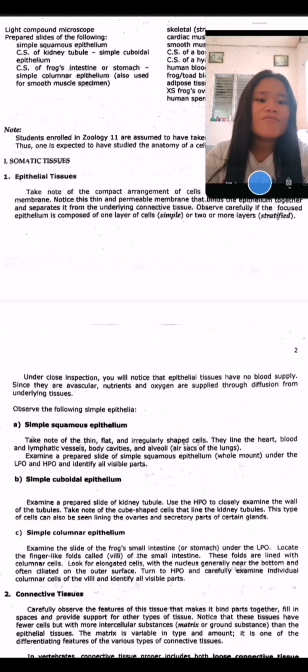Under close inspection, you will notice that epithelial tissues have no blood. Since they are avascular, nutrients and oxygen are supplied through diffusion from underlying tissues. Observe the following simple epithelia.